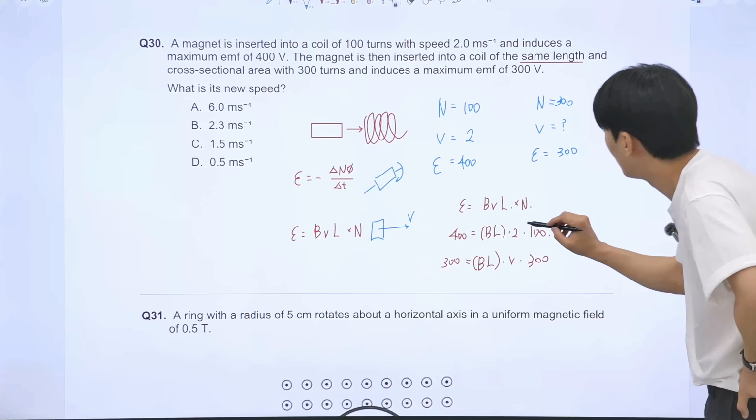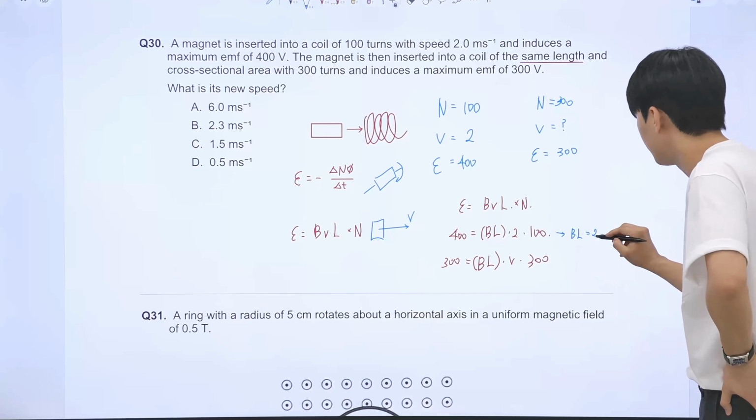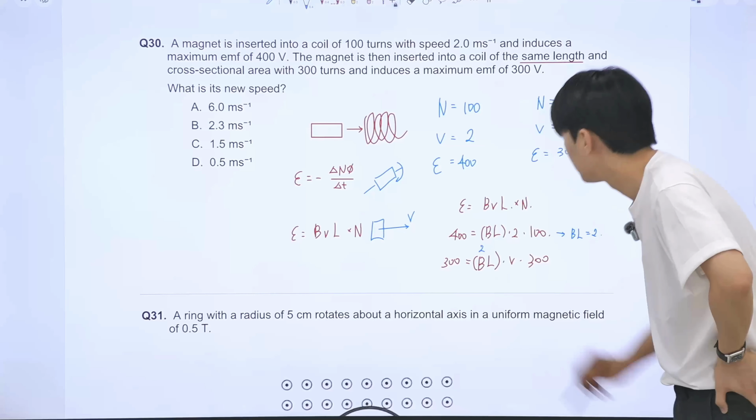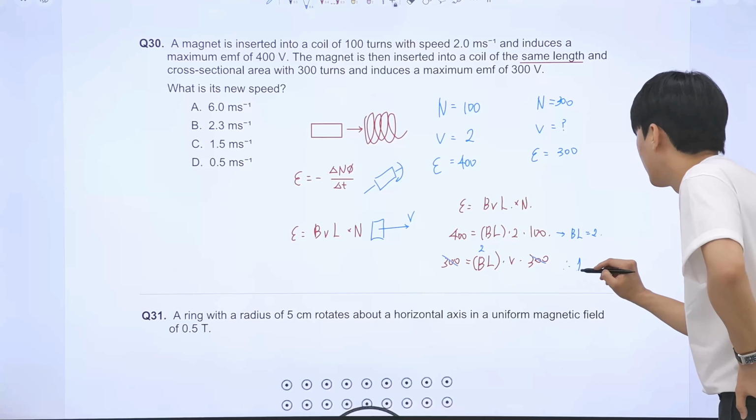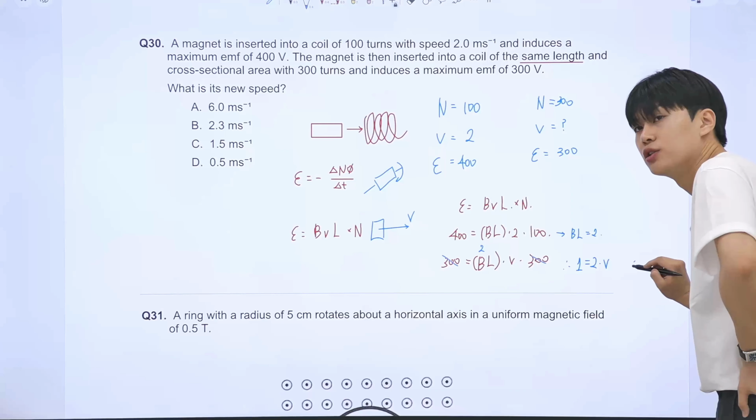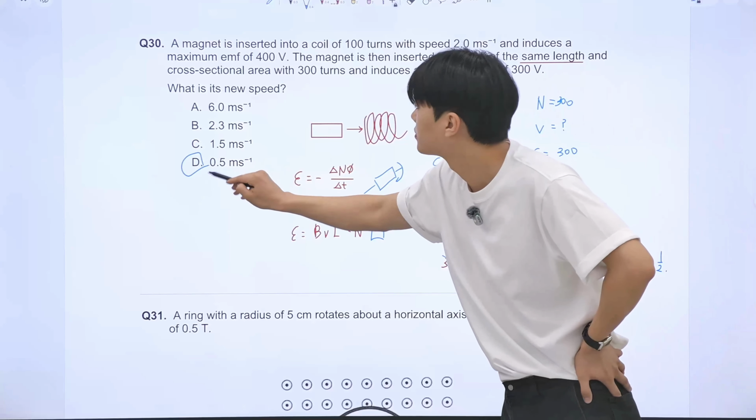So using the first one, 400 divided by 200 is just 2. And we substitute 2 here. And 300 cancels out. So we can say that 1 equals 2 times v. Therefore, v equals just a half, okay.